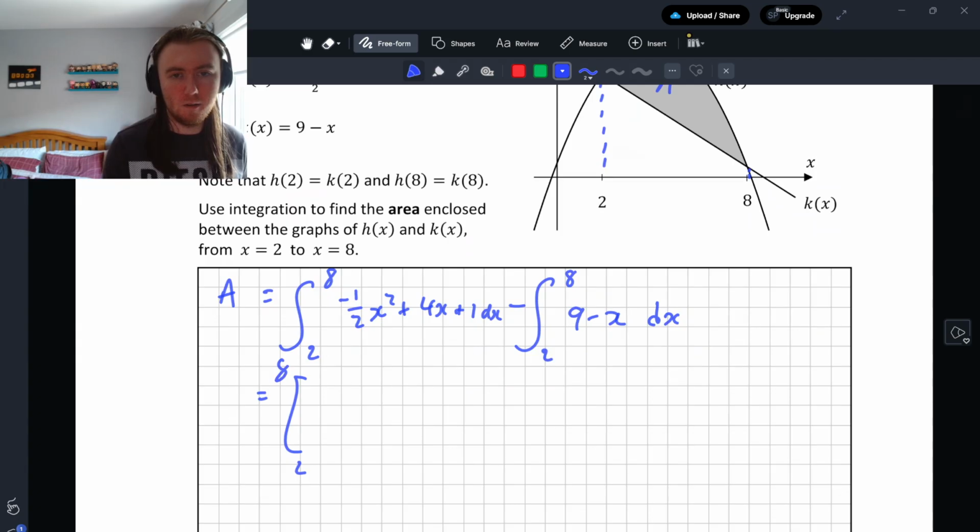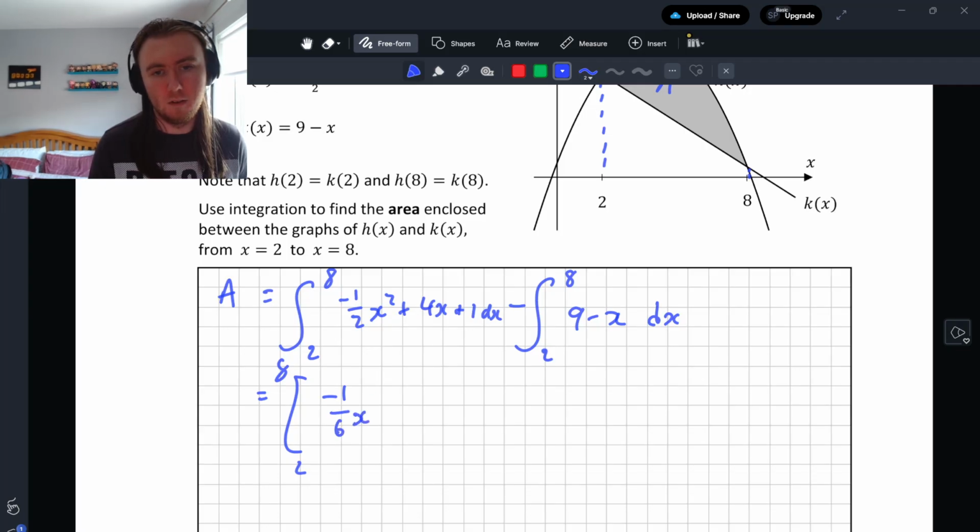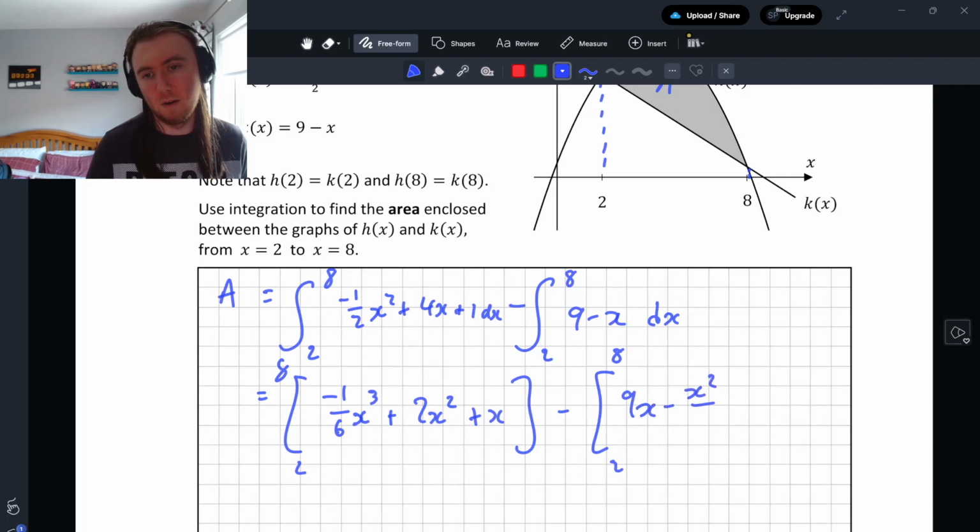Okay, let's integrate. This would be minus a sixth x cubed plus 4x squared over 2, so 2x squared plus x. Subtract, again, between 2 and 8 of 9x minus x squared over 2.